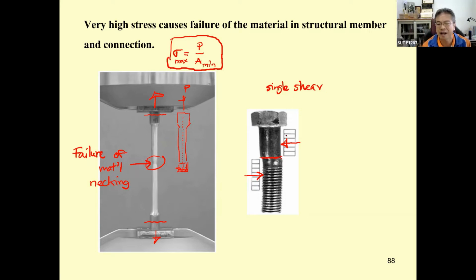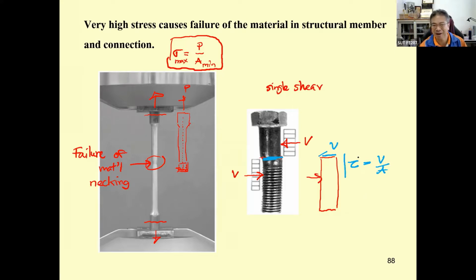If the force here is going to be shear, this one is going to be shear force, and you can see if you cut only this portion of the bolt into consideration, there is going to be shear force occurring on the surface of this one. If this one is V, then tau is going to be V divided by the area here. This one is used to compute the shear stress.